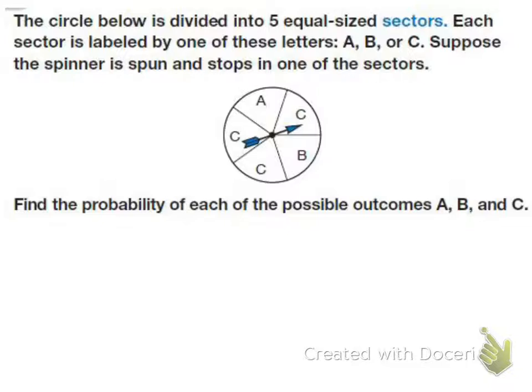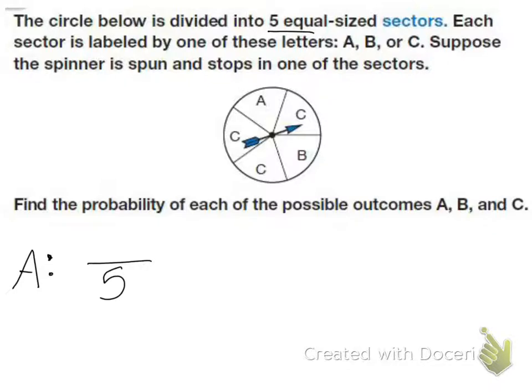So the probability a spinner will stop on a given sector is equal to that sector's fraction of a circle. So for example, it's divided into 5 pieces. So I know this is A. The denominator is going to be 5 because there's 5 pieces.